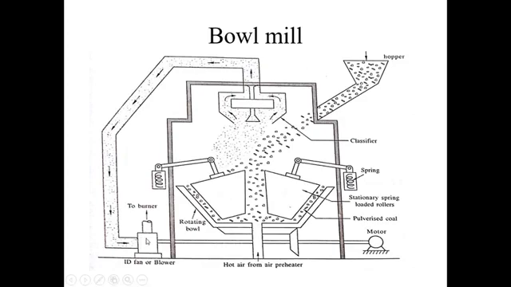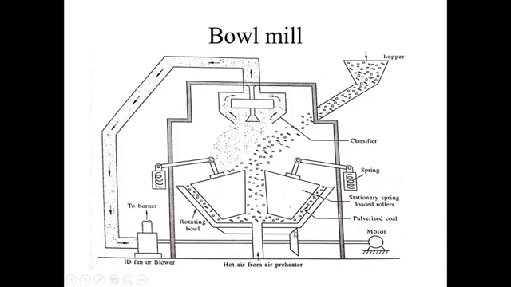The ID fan will just suck it from there, and this is a filter, so only the required size of polarized coal is taken into the burner. Here they have shown that both the motor and the ID fan are run by a common shaft, just to minimize the power requirement.